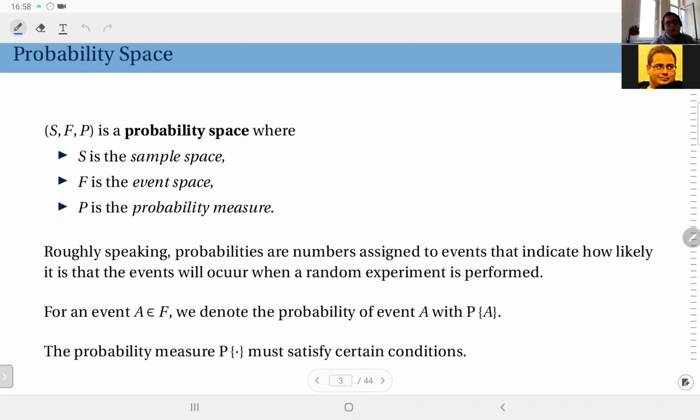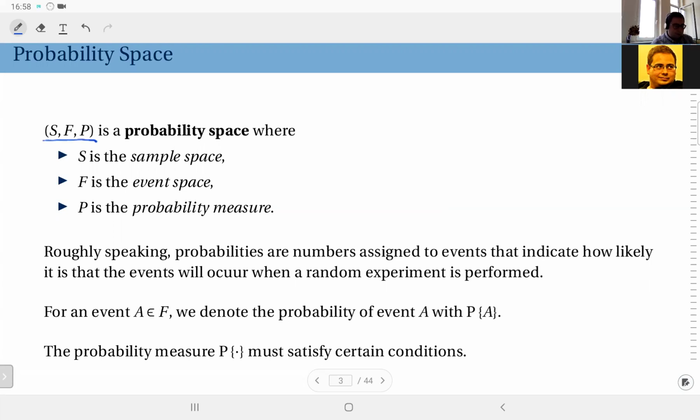Okay, so we will start with the concept of a probability space. A probability space is a structure consisting of three components. The first one, S, we call the sample space, which we know from our discussion last week is the set of all possible outcomes of a random experiment. The second component is F, the event space, which is the set of all possible events that can be defined regarding this random experiment. And P is the probability measure.